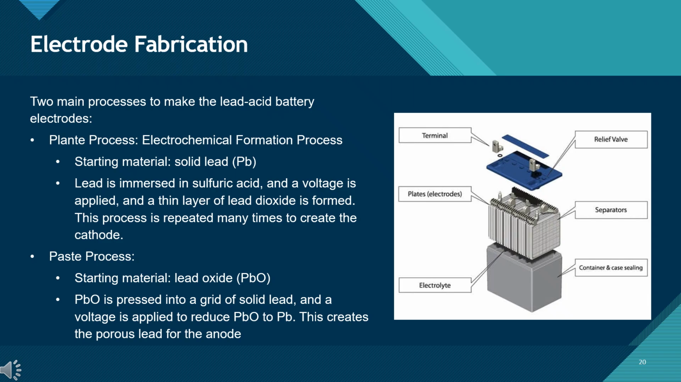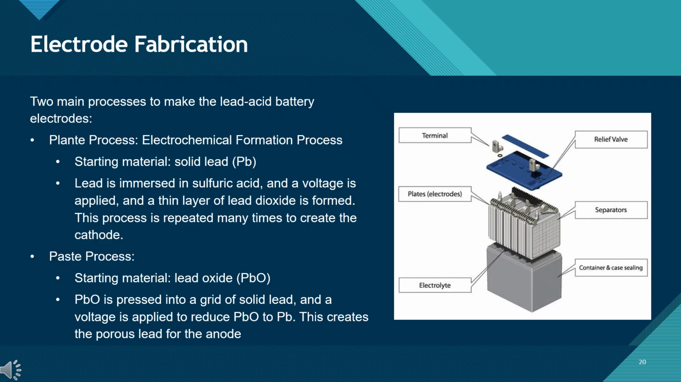This slide introduces the fabrication of electrodes for lead-acid batteries. There are two main processes. The first is the plant process, which begins with solid lead plates. These plates are immersed in sulfuric acid, and a voltage is applied. This causes a thin layer of lead dioxide to form on the surface. By repeating this process many times, we gradually build up the active material needed for the cathode.